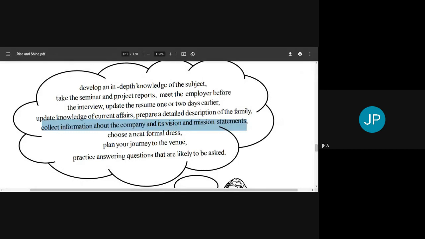They will not take you for a job. So yes, they will not take. So you can get from their website all these details. We should get a very thorough understanding. You should know about their vision.